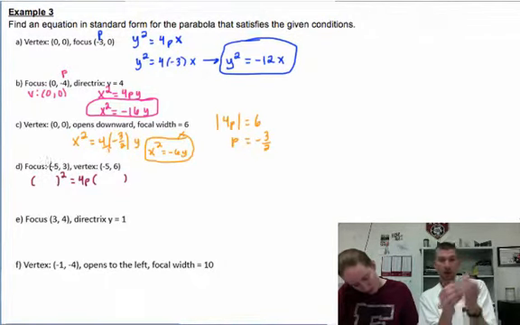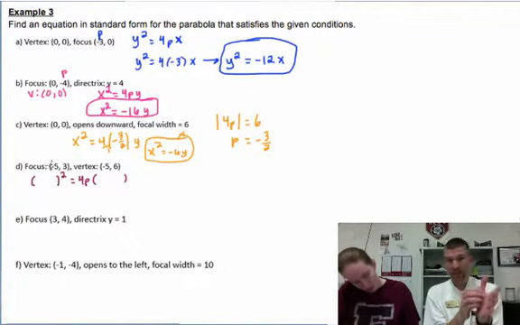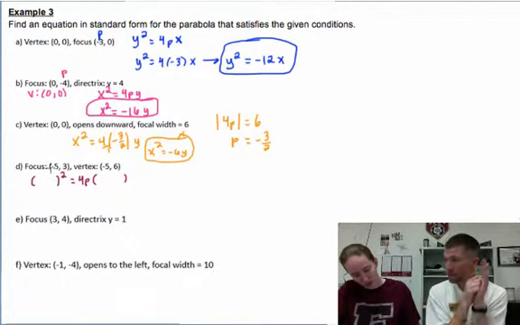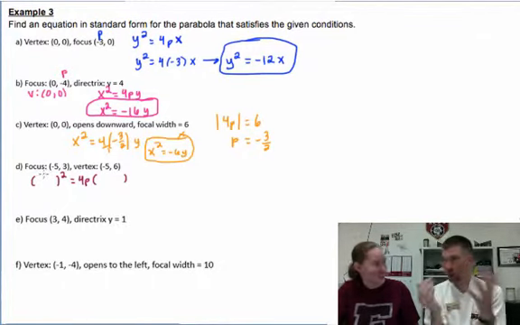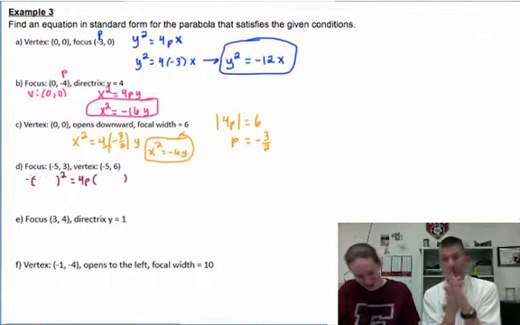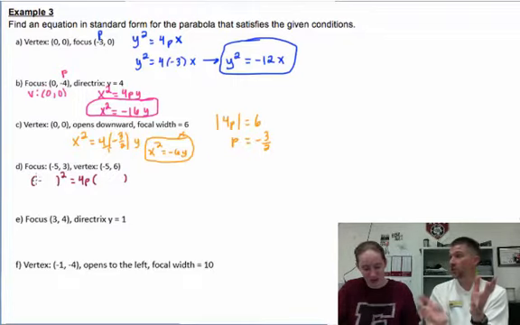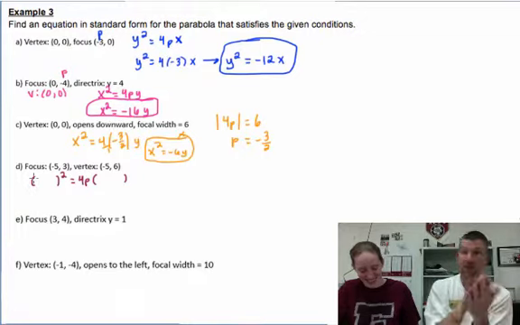So we just need to figure out, if the x coordinate doesn't change but the y coordinate does, that means it opens up or down. The x didn't change, the y coordinate does, so it opens up or down. Look at your chart. That's an x squared situation.